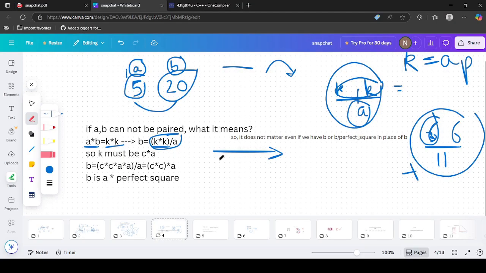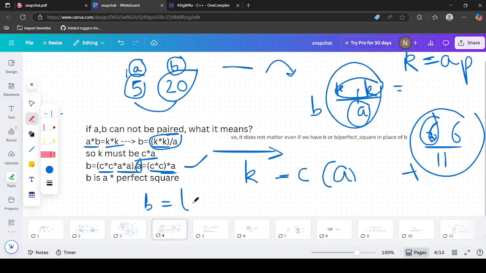So from this, what we can understand is that K must be of some factor, let's assume C here, into A, so that the denominator will be cancelled and we will get a number B which is an integer. So K must be C into A, so K square is C square into A square, divided by A. Now what will it give? It will be C square into A. So from this we can understand that B is equal to some perfect square into A. If this is the case, then we cannot pair A, B.